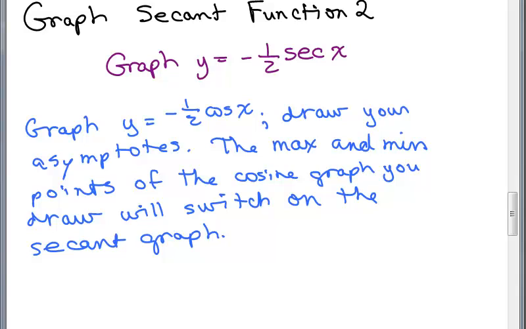This is our second video on graphing the secant function, and we're going to graph y equals negative 1/2 secant of x on this video. So here's the technique I'm going to use. I'm going to graph y equals negative 1/2 cosine of x and draw my asymptotes. And then note that the maximum and minimum points of the cosine graph that I draw will switch for the secant graph.